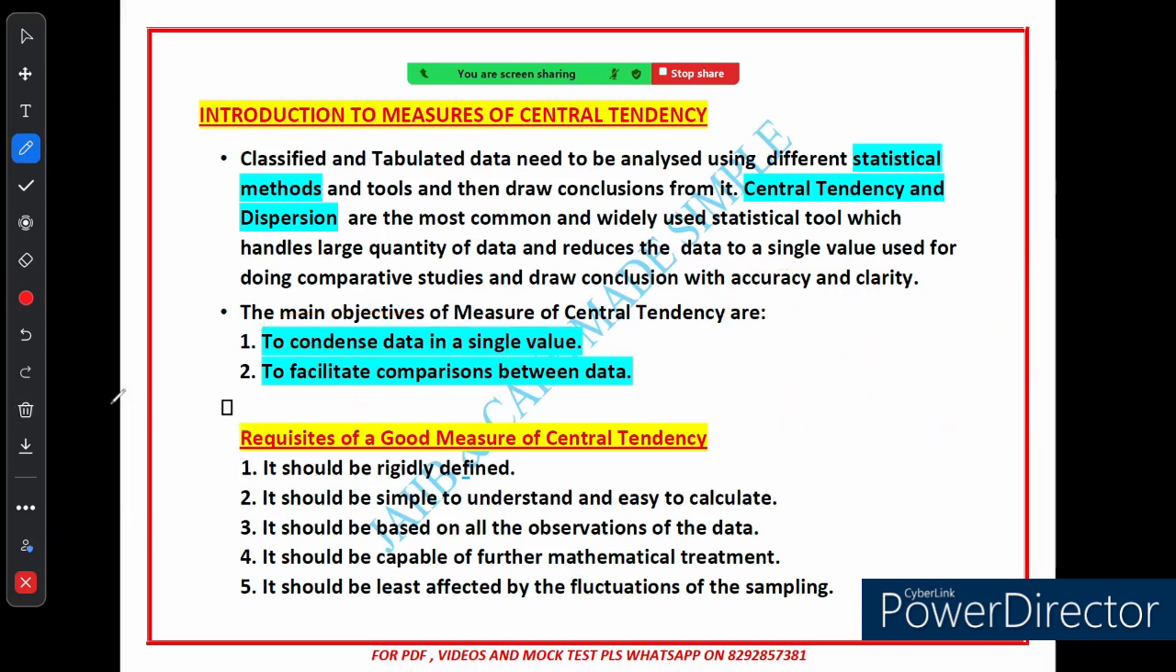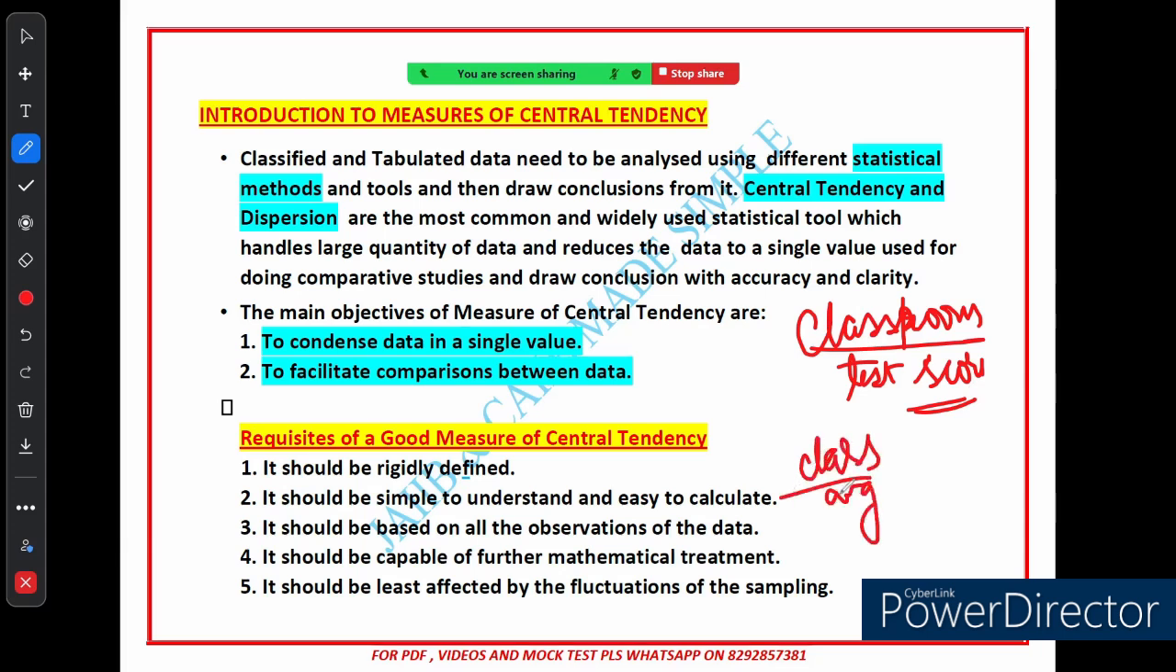Think of it like comparing two classroom test scores, right? Suppose there are two classrooms. Let me give you an example to give you more perspective. You have conducted a test, and you are comparing the test scores of the two classrooms. So instead of looking at every student's score, you compare their class average. What you do is find the class average of the first class, find the class average of the second class, and compare them. This is how it works.